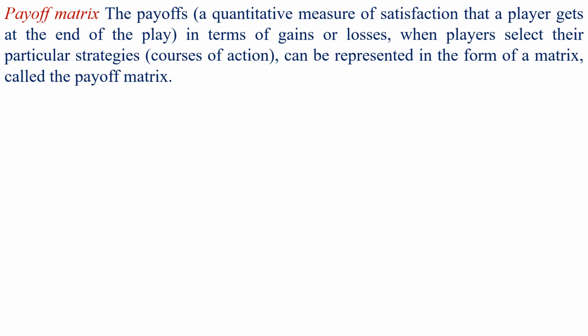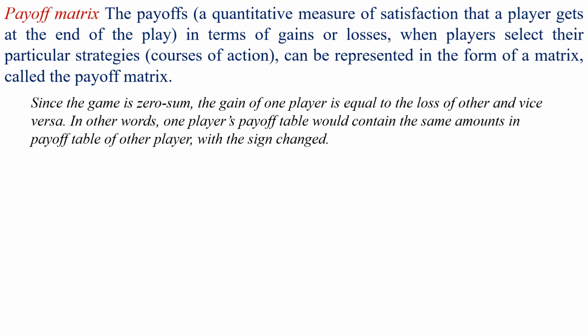And the next one is the payoff matrix. The payoff is nothing but a quantitative measure of satisfaction that a player gets at the end of the play, which you can also call the outcome. The payoffs in terms of gains or losses, when players select their particular strategy, can be represented in the form of a matrix called the payoff matrix. The payoff matrix is the outcome of the particular strategy, expressed in terms of numerical values. So all the outcomes of all the strategies we call the payoff matrix.